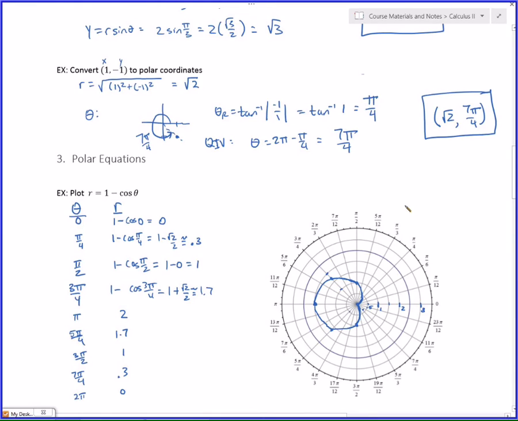Okay. This shape is sometimes referred to as a cardioid. If you drew it anywhere close to what I have here, it kind of looks like a heart, although it doesn't have a point down here at the end.